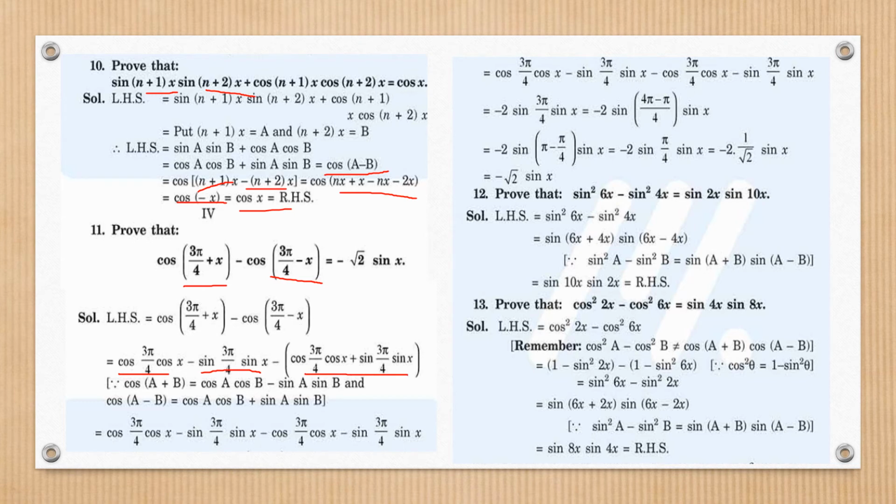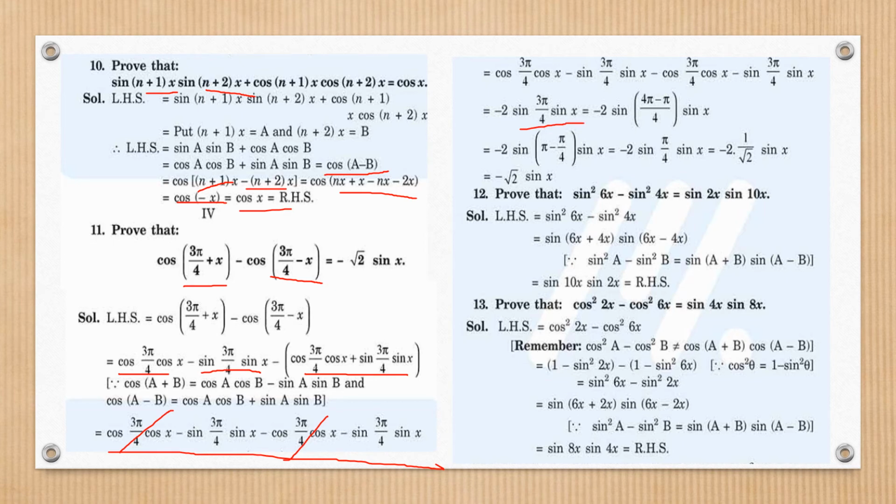Open the brackets, you will find that some terms will be cancelled. Which terms will be cancelled? It is cos(3π/4)cos x - sin(3π/4)sin x - cos(3π/4)cos x, and minus sin(3π/4) into this. Okay, so this term gets cancelled with this, so we just get minus 2 times sin(3π/4) into sin x. Okay, so it is minus 2.